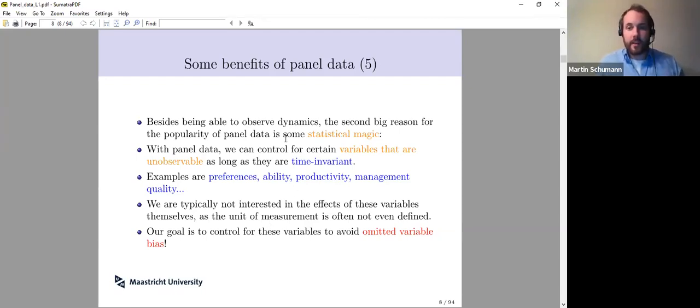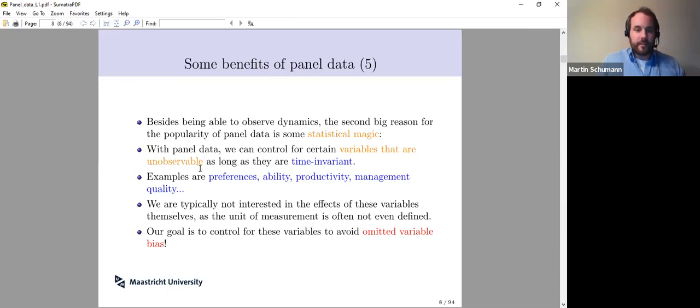Now, besides observing the dynamics, the second really big advantage of panel data is what I call here some sort of statistical magic. Yeah? The magic is that with panel data, we can control for variables that are completely unobservable. Yeah? We are never able to see those, and sometimes we don't even know what kind of unit they have. The only condition that we need is that those variables are time invariant. Yeah, we can think of these variables as being your individual preferences, inherent ability, your productivity, or when we talk about firms, we can think about management quality and these kind of things.